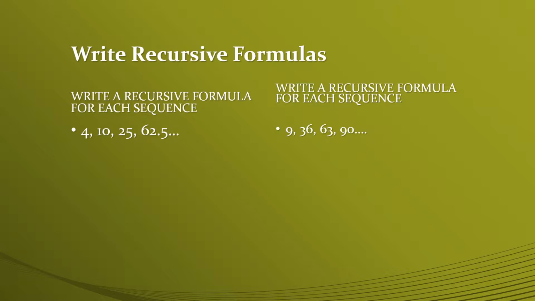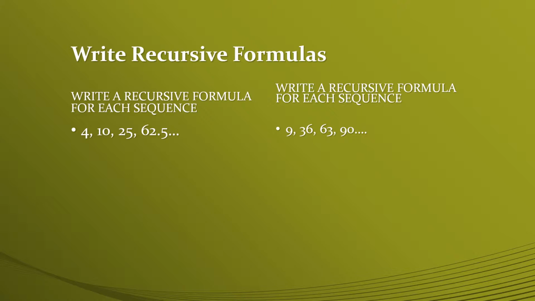So let's look at this first sequence on the left. So we got 4, 10, 25, and 62.5 is our sequence. And so the first thing we need to do is to determine whether we're talking about a geometric or an arithmetic sequence. And so let's see. First I'm going to see, does this one on the left look like an arithmetic sequence? Well, 10 minus 4, that's 6, but 6 plus 10 does not equal 25. So more than likely it is a geometric sequence.